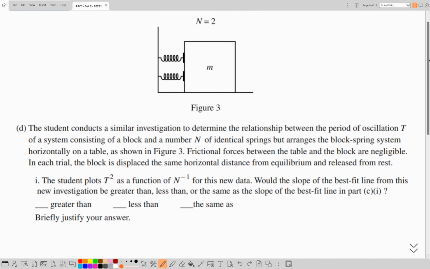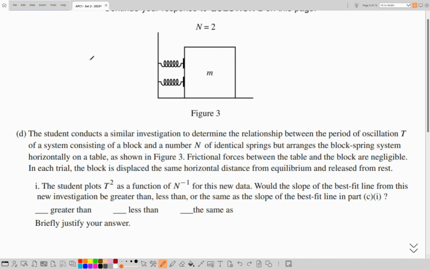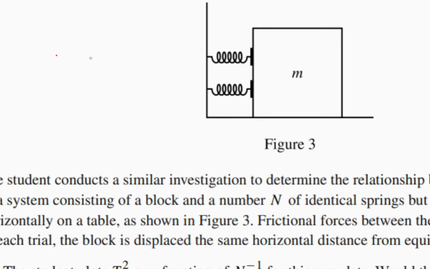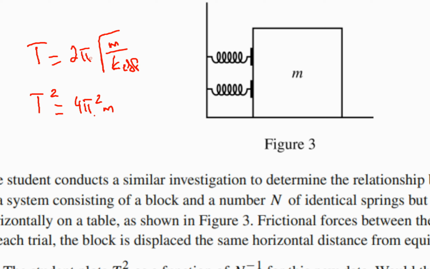Now, if you remember in the previous part Ci, the period was given by 2 pi square root m over k effective. Now the configuration of the springs didn't change. We still have parallel grouping, which means k effective is the same, and the square of the period is given by 4 pi squared m divided by k multiplied by 1 over n.